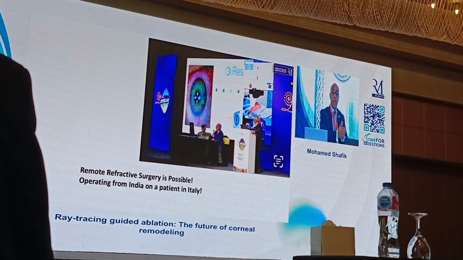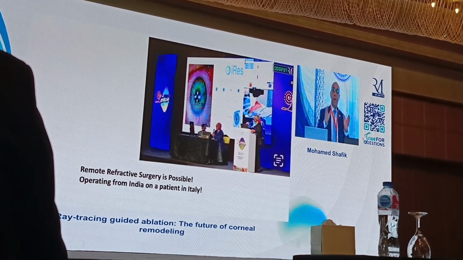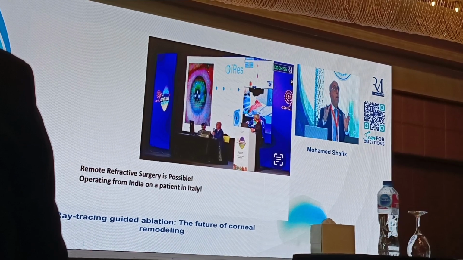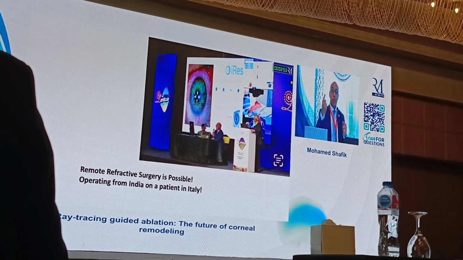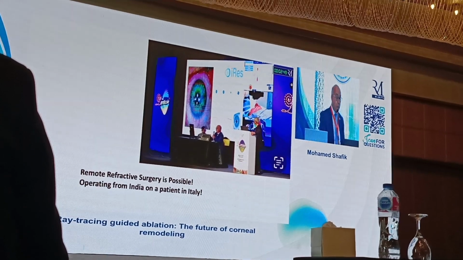Because you just need to execute the plan from outside. So it's a kind of economic thing to buy just one machine in one center and to operate from other countries or other towns even.